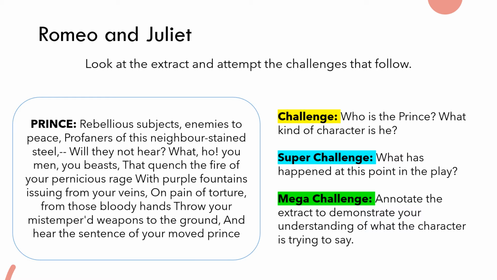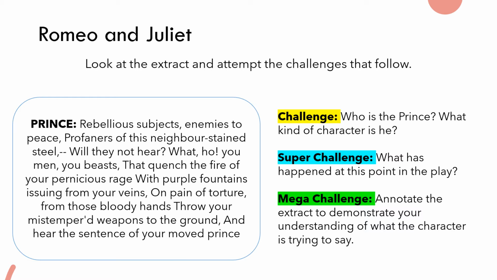What I'd like you to do is to read through it. Think, who is the prince? What kind of character is he? Try and stretch yourself for the super challenge. So what's happened at this point in the play? And the last one, annotate the extract to demonstrate your understanding of what the character is trying to say.